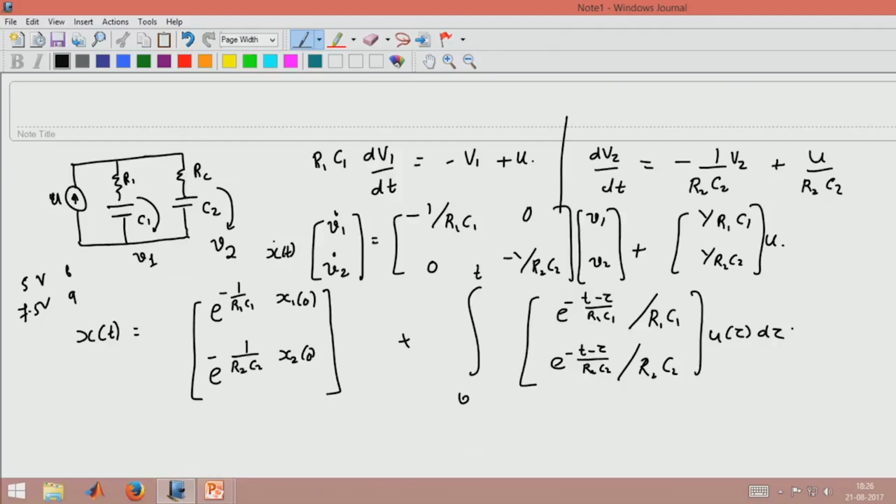Now, let me take a special case where the time constants are the same, where 1 over R1 C1 is 1 over R2 C2.